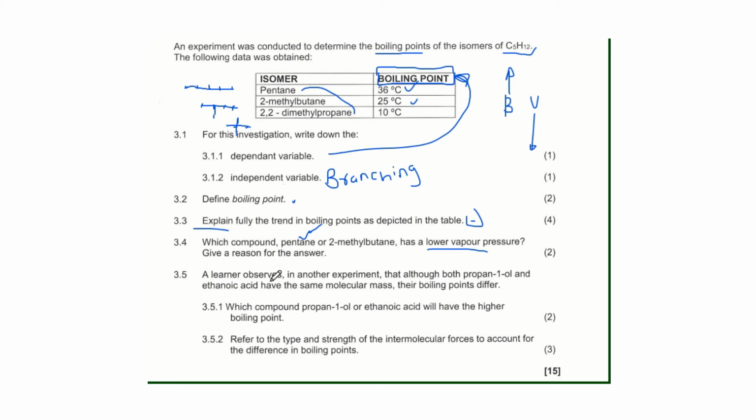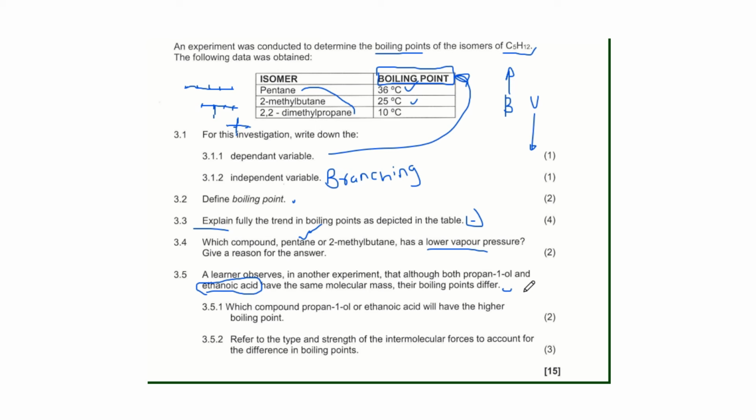3.5, it says a learner observed in another experiment that although both propan-1-ol and ethanoic acid have the same molecular formula, their boiling points differ. That's what a certain student experienced. We have an alcohol and also ethanoic acid, right? So which compound, propan-1-ol or ethanoic acid, will have a higher boiling point? The one which will have the higher boiling point is ethanoic acid. You know why? It's ethanoic acid, that's the one which will have the higher boiling point.